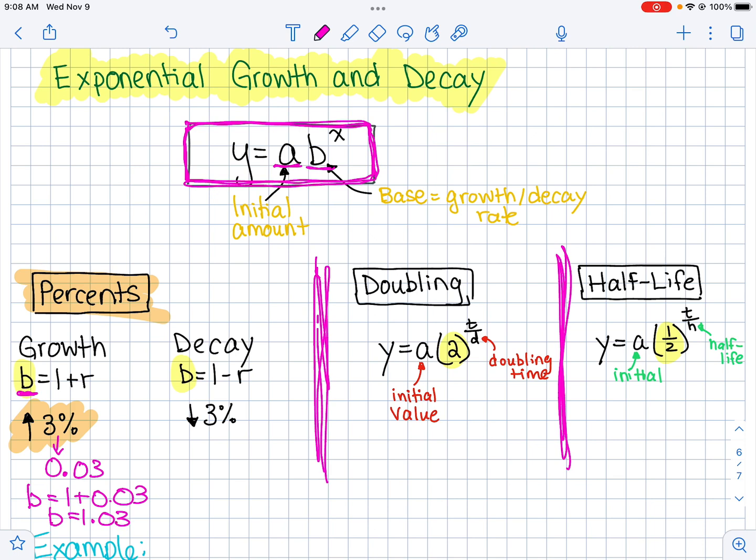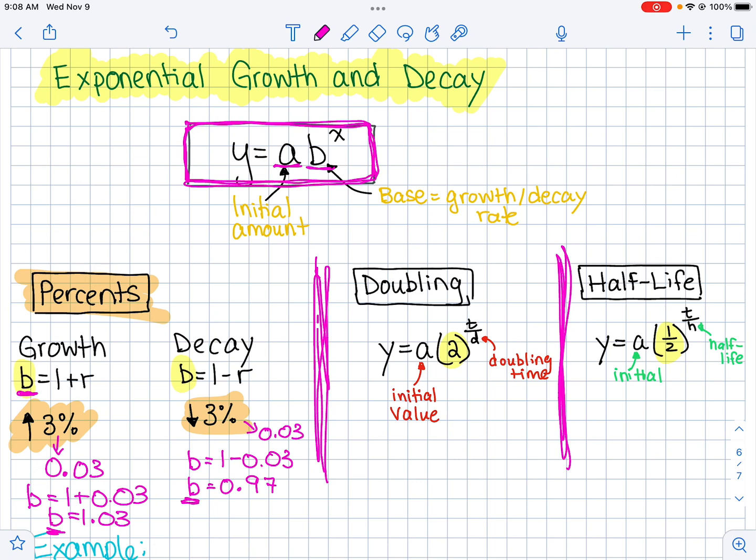And you'd still have an initial amount and stuff you're trying to find out. But let's say you're having a decay of 3% over time. So it's going to be similar. You're going to represent it as a decimal, but the base is going to be 1 minus 0.03, which is 0.97, which is saying you have 97% of your original amount every year or every however often. So that's how you do growth and decay if it's percentages. That's how you could find your base.